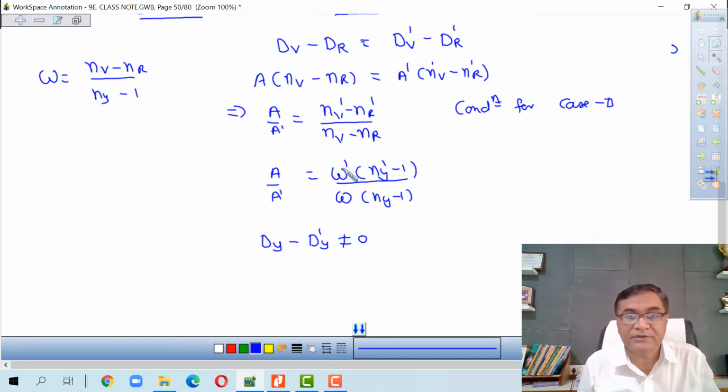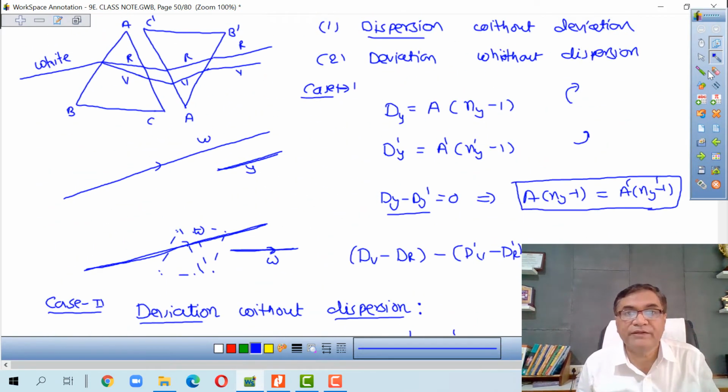So this is very important. We discussed two matters: dispersion without deviation and deviation without dispersion. This part is not discussed in our textbook.